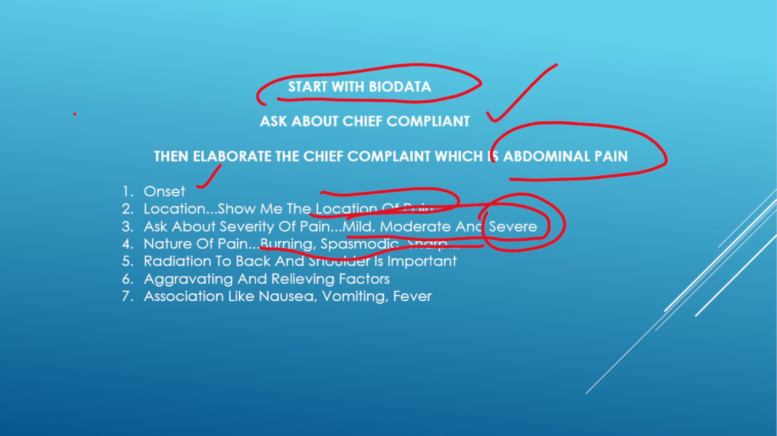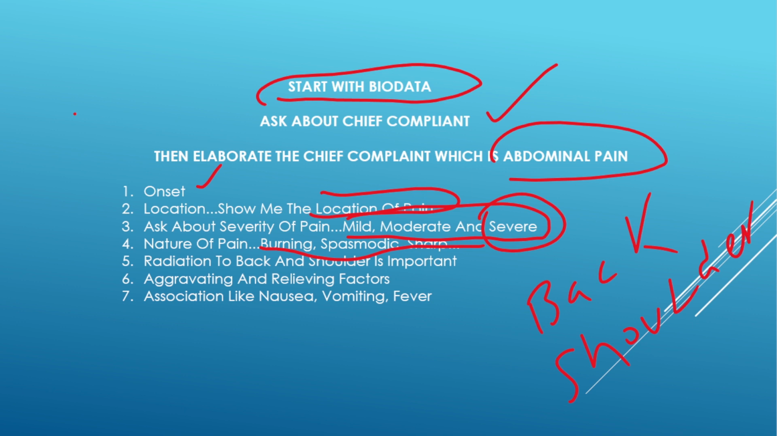So ask about that. Then ask about the nature of the pain. What is the nature? Is it burning, spasmodic, sharp? So we need to ask about that. Then in abdominal pain, it is very important to ask about the radiation. Two things: radiation to the back and radiation to the shoulder is very important in case of abdominal pain.